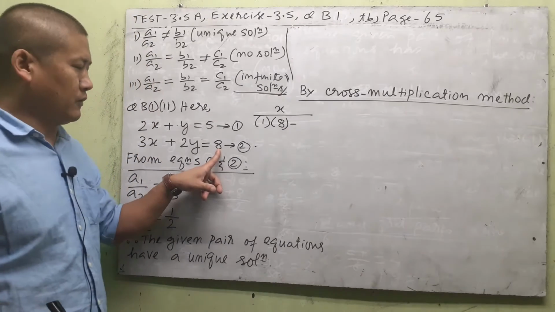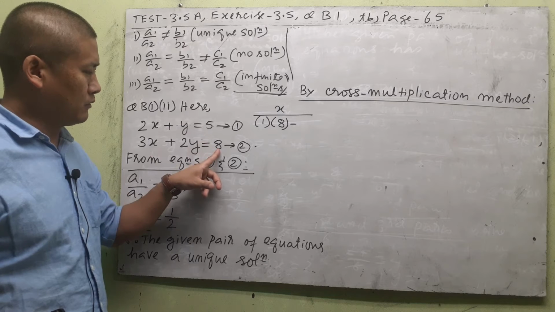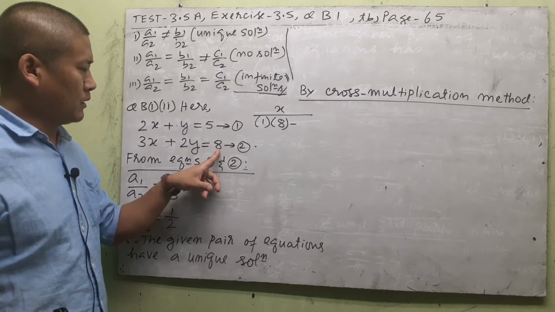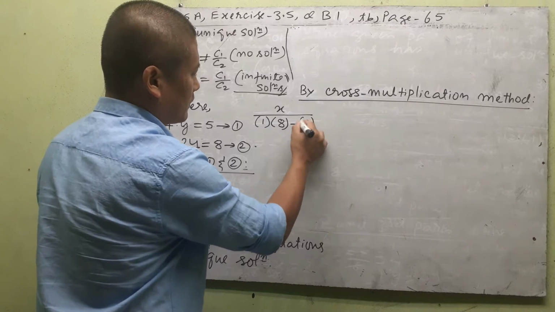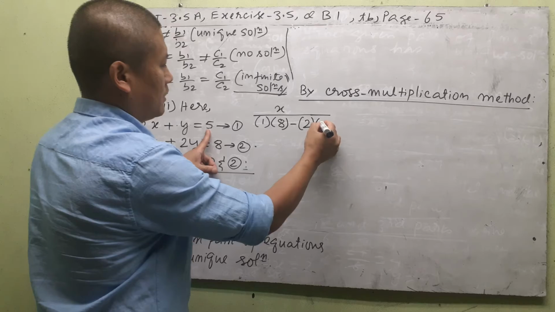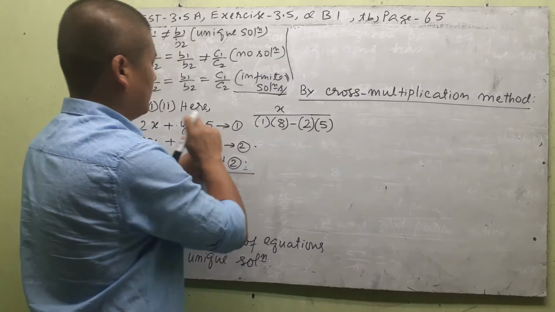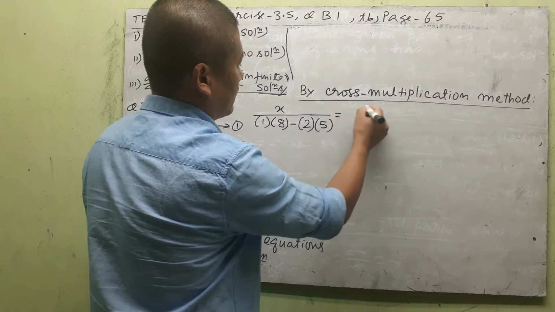This minus is from the formula, so minus BC means B up, C down. So this time B down, C up. B down is plus 2, as we can see the coefficient of y is called B. C up here, no sign in front is plus, so plus 5. After we're done with that, next is y.